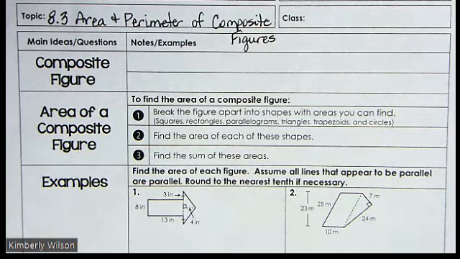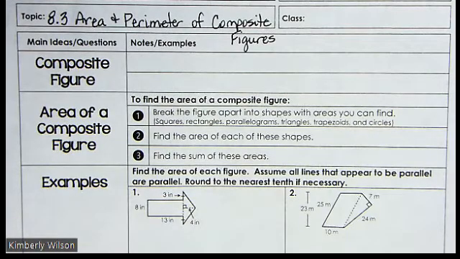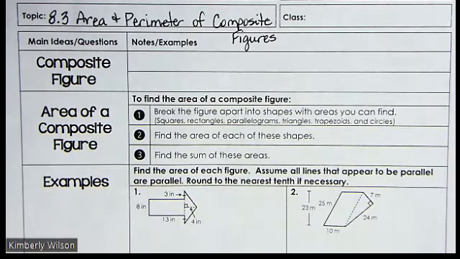Guys, okay, so today we're covering 8.3, which is area and perimeter of composite figures. So let's talk about what is a composite figure.